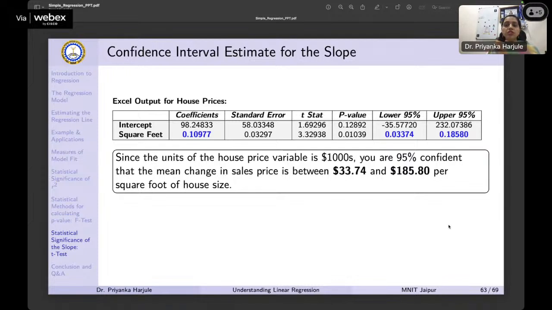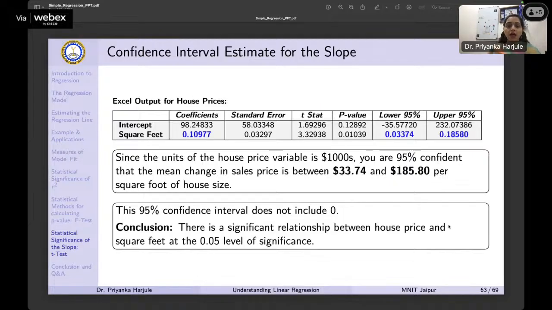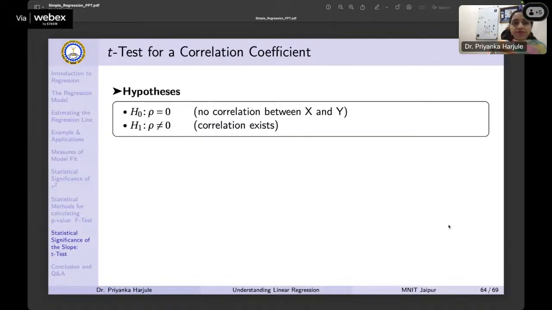So this is all about the Excel output. And finally, you have these inferences. Since the units of house price variable is in dollars, you are 95% confident that the mean change in sales price is between $33.74 and $185.8 per square foot of the house size. And this 95% confidence interval does not include 0. So there is a significant relationship between house price and square feet at the 5% level of significance.